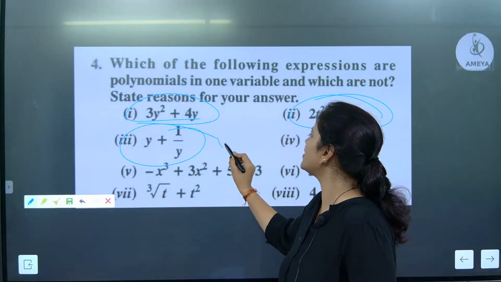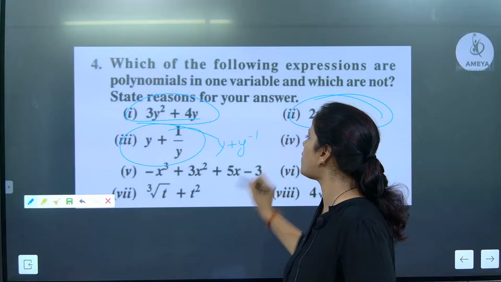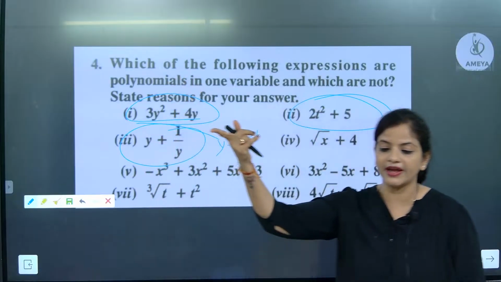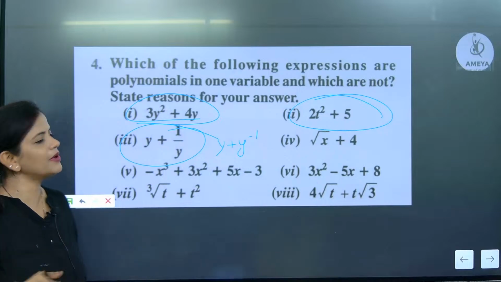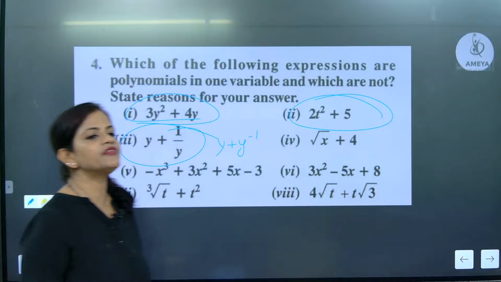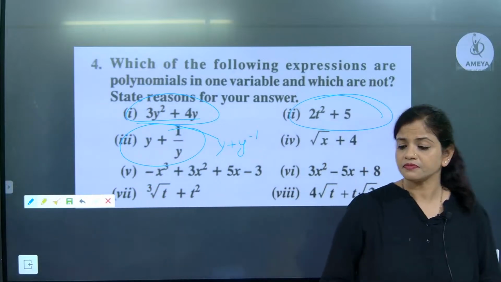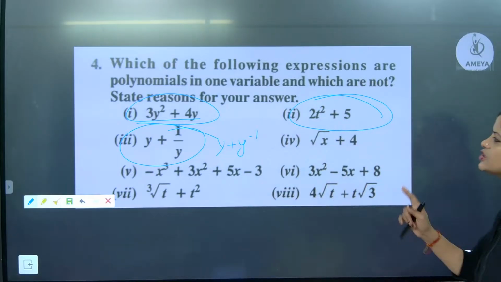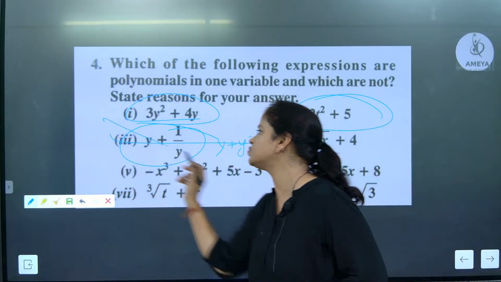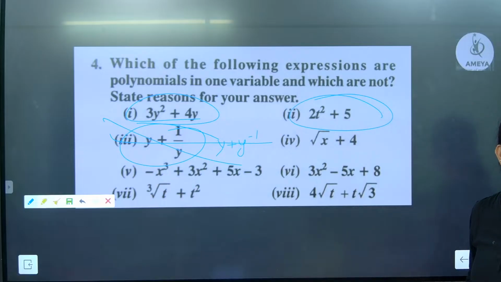Yes, it is not at all a polynomial because it will become y plus y to the power minus 1. The moment y to the power minus 1 comes, it becomes a negative degree. And negative degree is never a polynomial. That we must always remember. So we will cut this one out. This is not at all a polynomial.